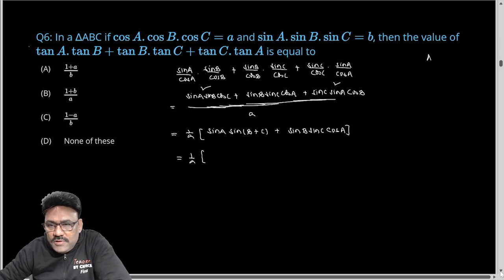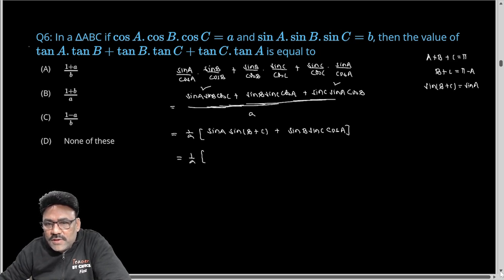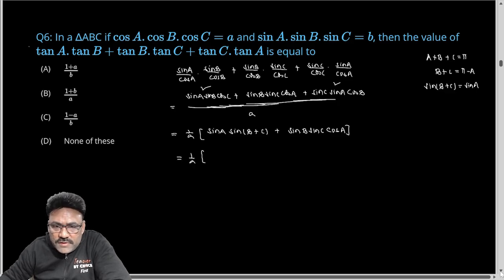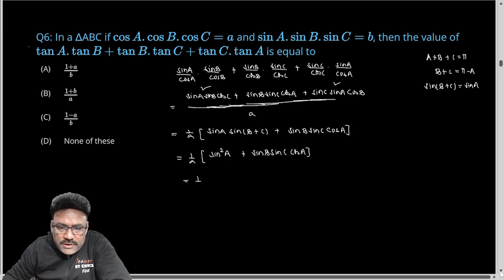See, in a triangle ABC, of course, A plus B plus C is pi. So B plus C can be written as pi minus A, and hence sine B plus C is sine pi minus A, and sine pi minus A is nothing but sine A. So we'll substitute sine B plus C as sine A here. So you will get sine square A plus sine B sine C cos A. Now it is 1 by A.